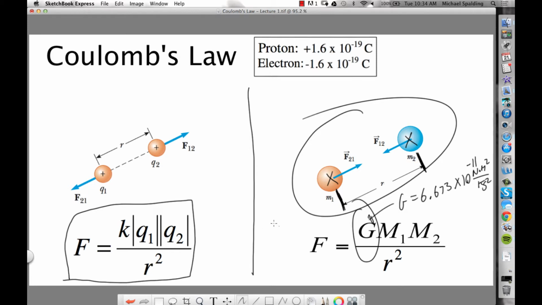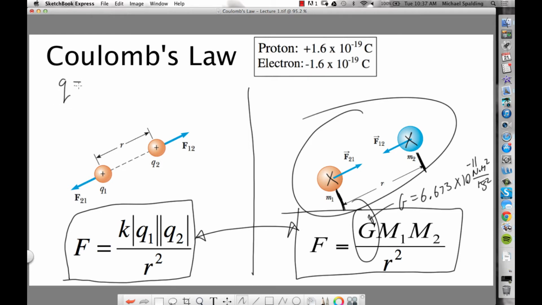Okay? But notice that these two equations are basically the same equation. Do you guys see that? G m1 m2 over r squared, k q1 q2 over r squared. It's basically the same exact equation. Now, what is q? So q is kind of new for the whole class. Previously, what was q? We used q in the past as being the symbol for heat. Q was heat, but not in this chapter. In this chapter, the symbol q refers to charge. Q is charge, and charge has a unit.